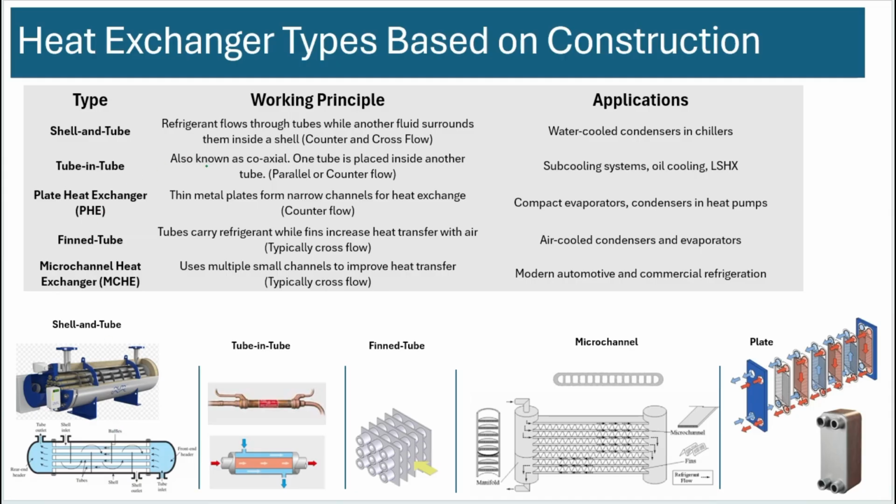Typically the refrigerant flows in the tubes, while another cooling fluid, usually water or air, that is used to cool the refrigerant flows on the outside. Most commonly it's water. Water-cooled condensers in chillers are the most common example of a shell and tube heat exchanger.